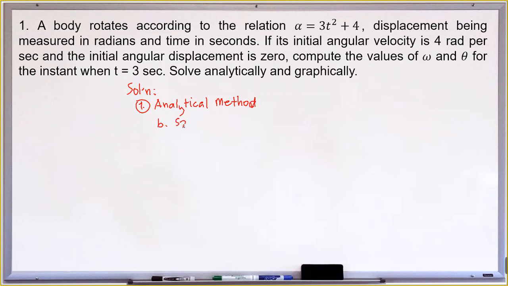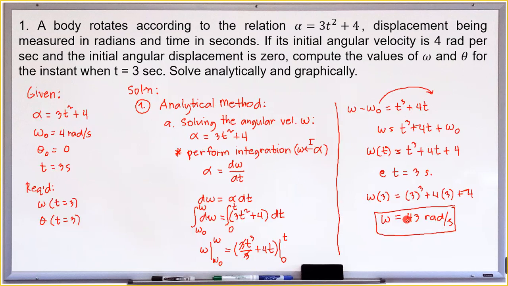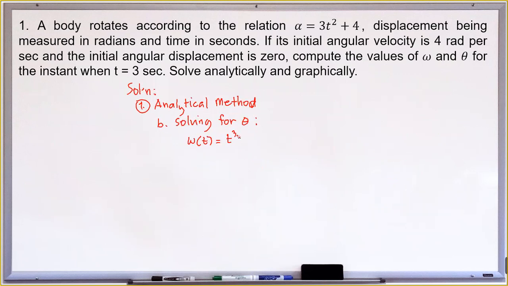So, letter B is solving for the angular displacement theta. Okay? So, for the angular displacement theta, again, given the angular velocity function that we have just found in the previous slide, which is t cube plus 4t plus 4, we're going to perform integration.